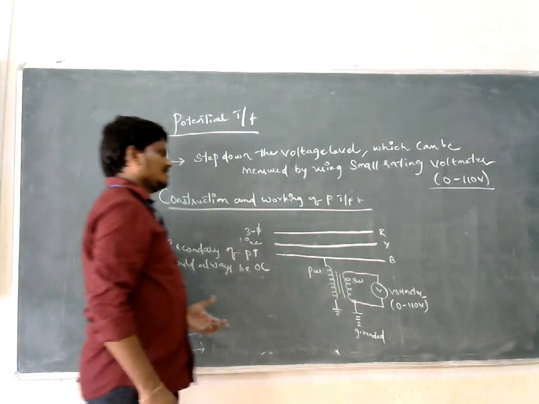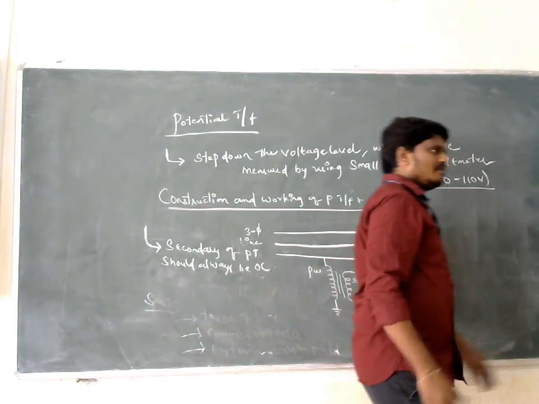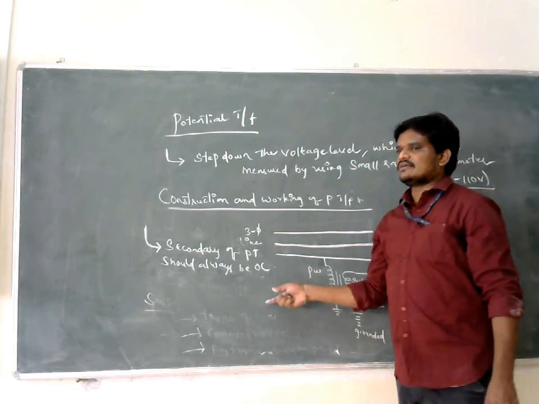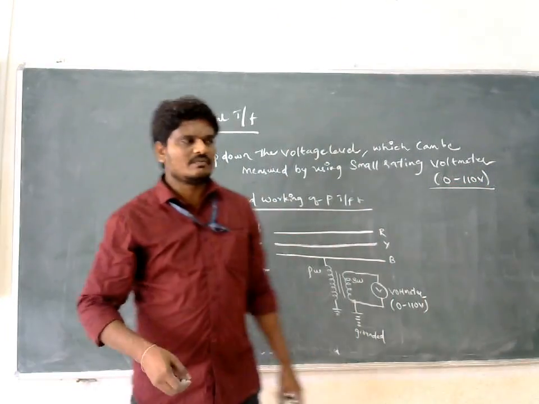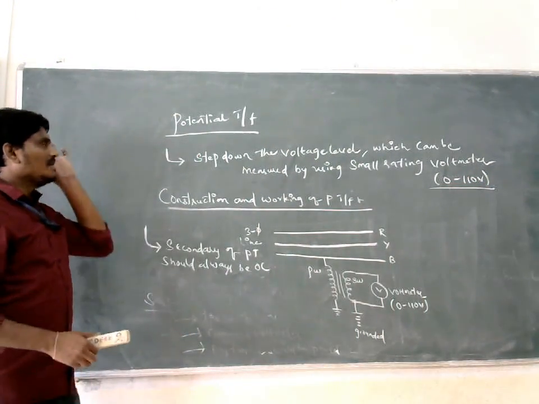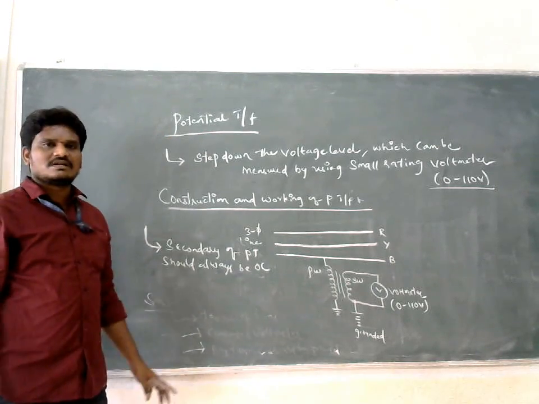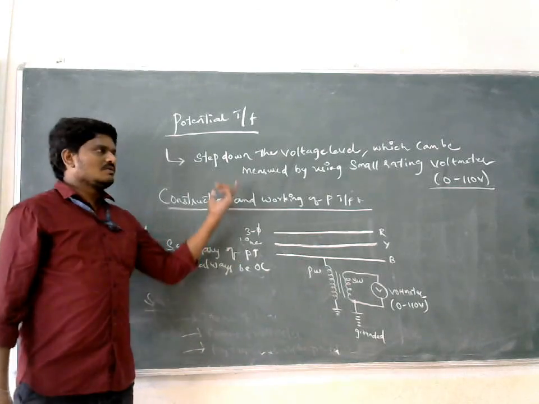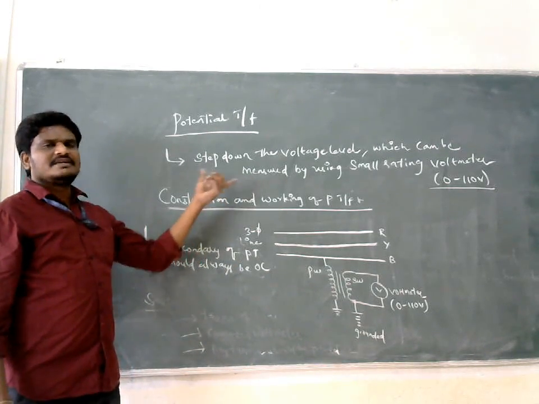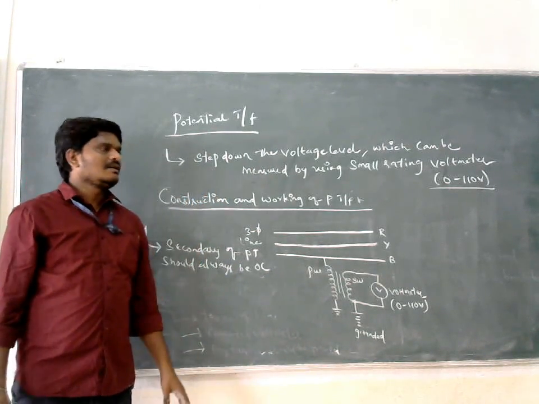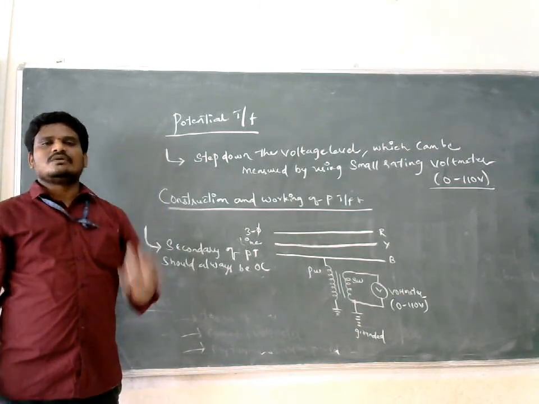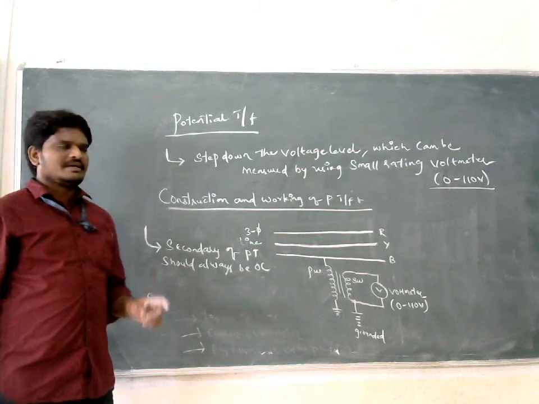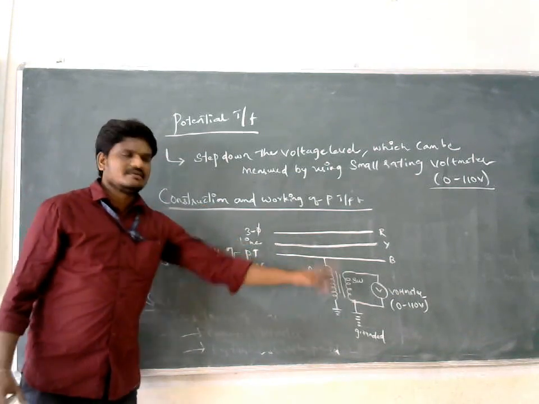This is regarding the construction and working of a potential transformer. What is the major purpose of having a potential transformer? It is used to transform the voltage level, or else it is used to step down the voltage level, where the value of that voltage can be measured by using a small rating voltmeter, where the range of the voltmeter is given as what?